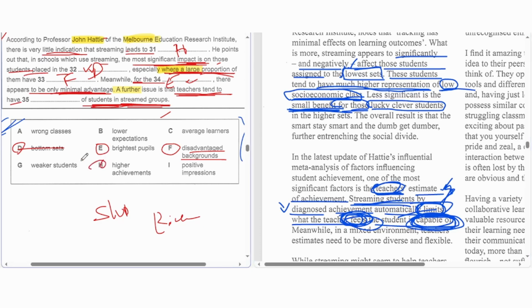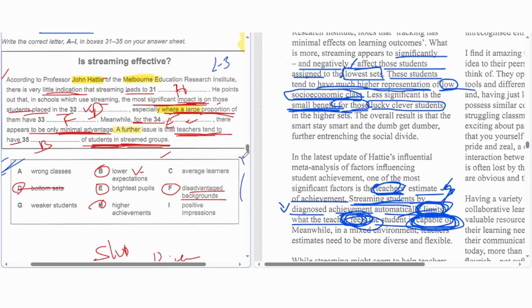These are done. So the wrong classes, we can know lower expectations. The teachers have lower expectations. Their expectation about the students' capability is getting limited. They have lower expectations now. The answer will be B.